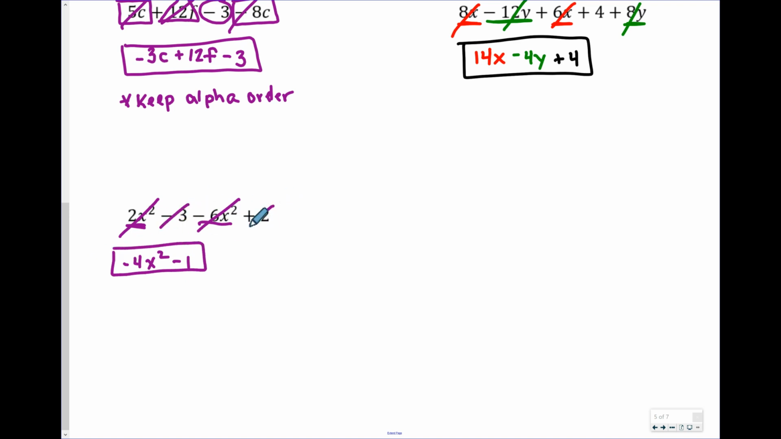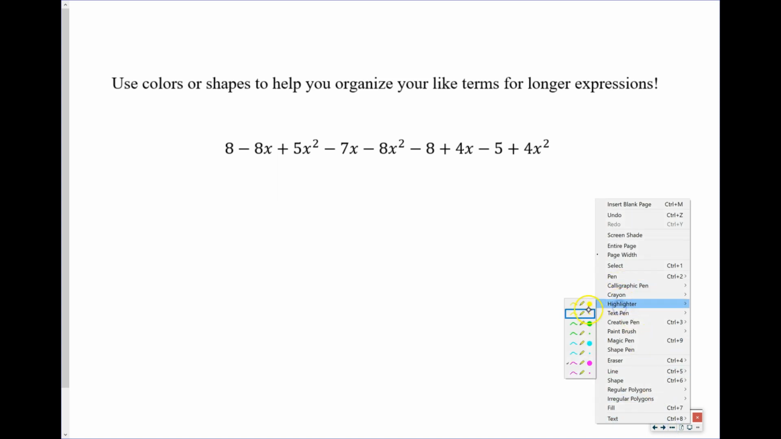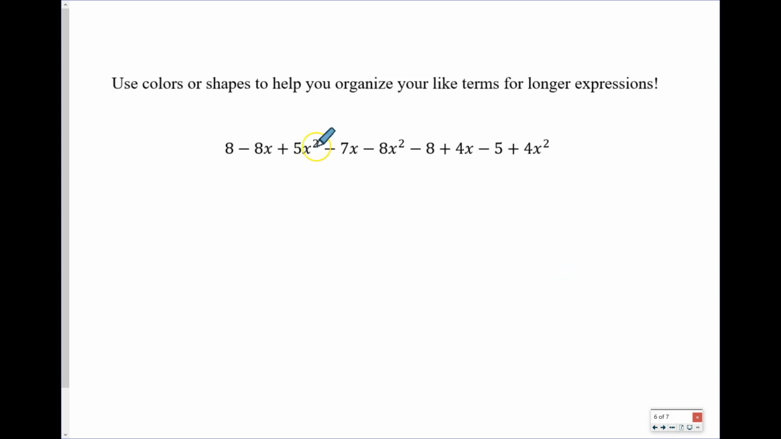The last one I want to show you is just a longer problem. Okay. When you have a really long problem like this, you need to organize your like terms. Colors and shapes are vital here. So I'm going to highlight the x squareds first. I have a 5x squared here, a negative 8x squared here, and a 4x squared here.